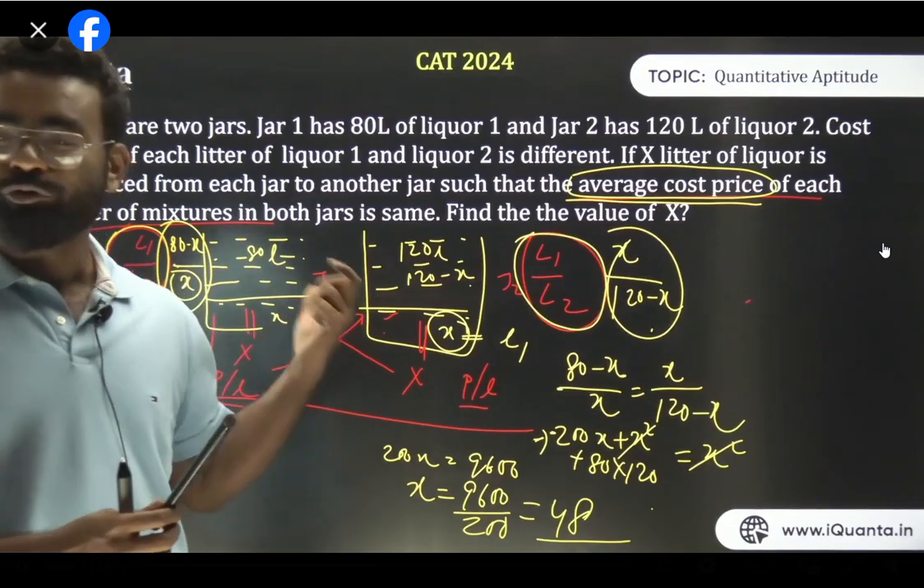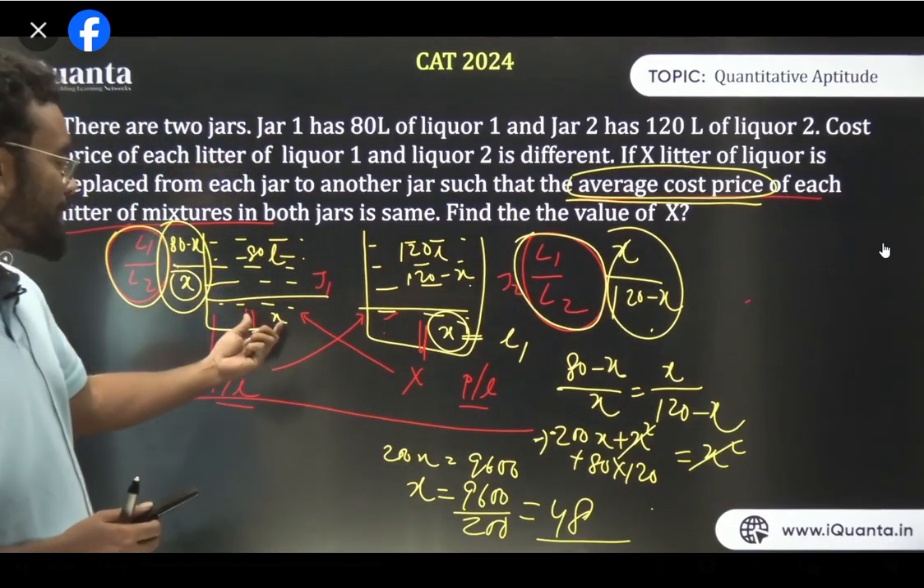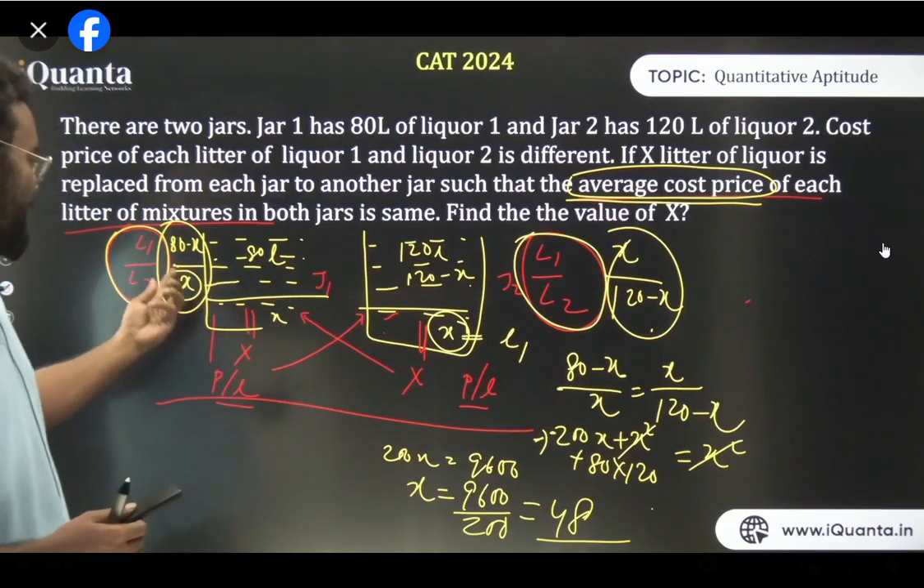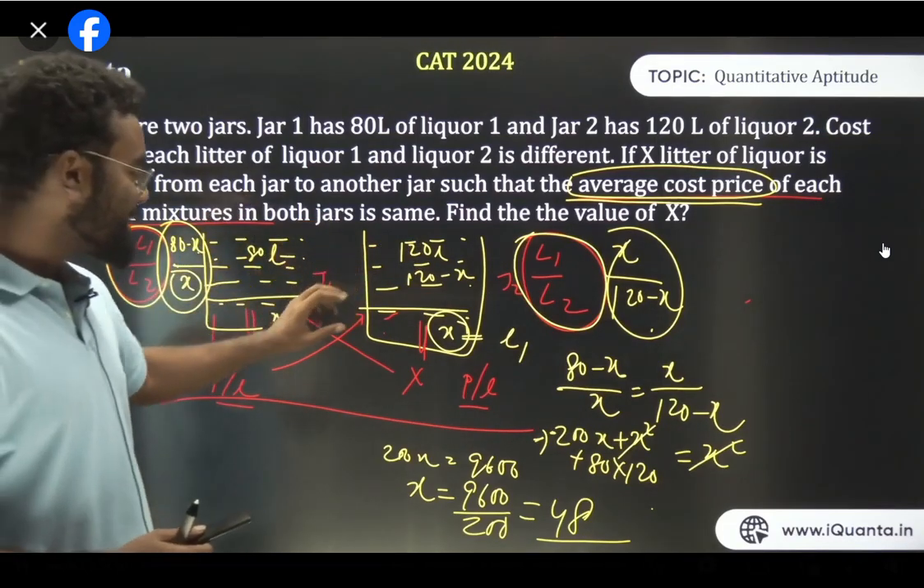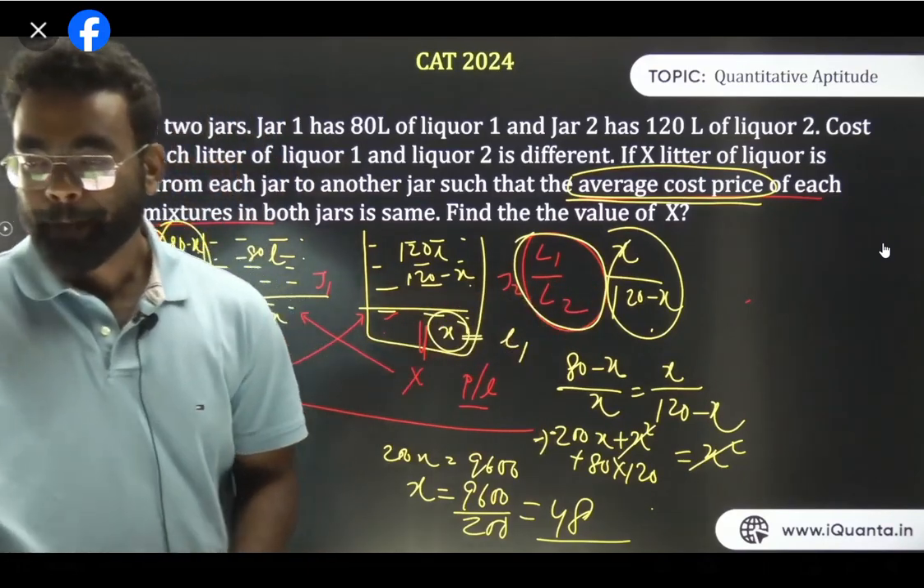Please understand the process, not where I'm putting x. Please understand why I'm putting x. Here it is in the denominator because here L2 is x, because from here I'm putting x here. That's why L1 is 80 minus x and L2 is x. And in this case, L1 is x. That's why I'm putting L1 above and L2 is 120 minus x.